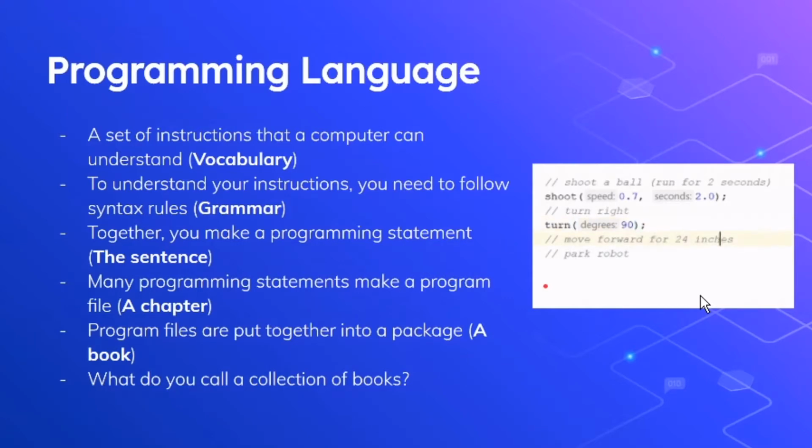And I wanted to expand upon this analogy. Before, I only told you about the programming statement, but you can also make chapters or paragraphs with multiple programming statements. And then all those chapters make up a whole book. So a program file is put together into a package, which is just a collection of those Java or Python or whatever files. And one question I do pose to you guys is, what do you call a collection of books? Maybe you can type it out or just speak it out. There's a reason why I put this question, but what do you call a collection of books?